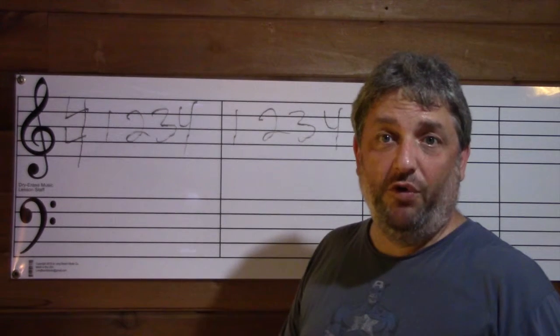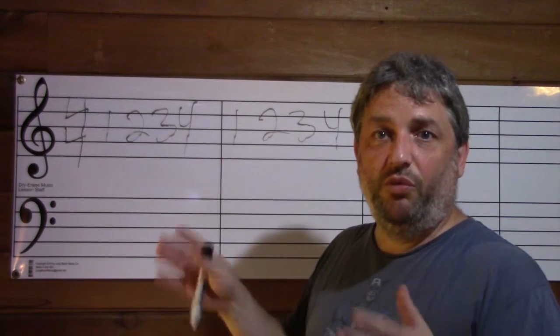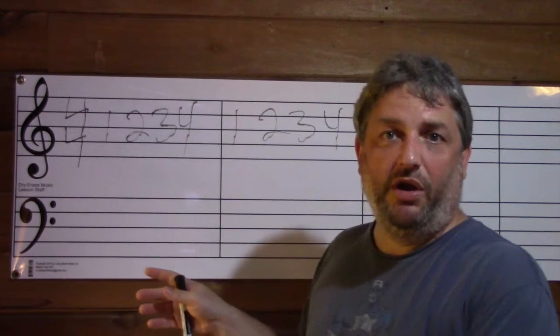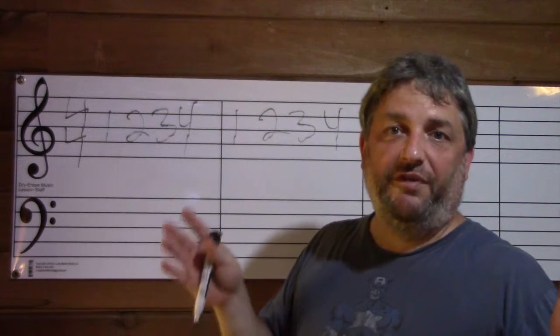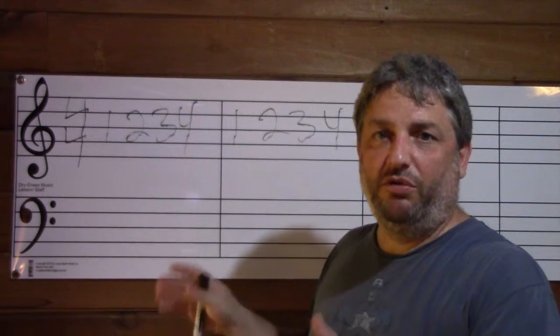So if it's in 3/4, I count 1, 2, 3, 1, 2, 3, 1, 2, 3 all the way up. If it's in 5, I count up to 5. 1, 2, 3, 4, 5. 1, 2, 3, 4, 5.